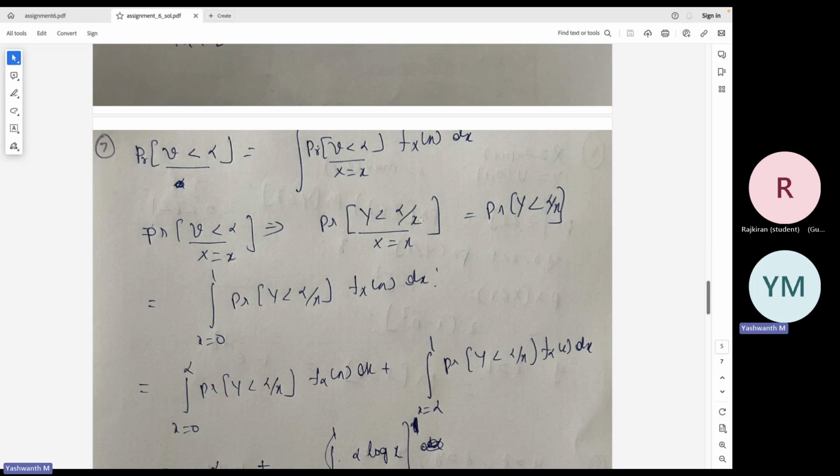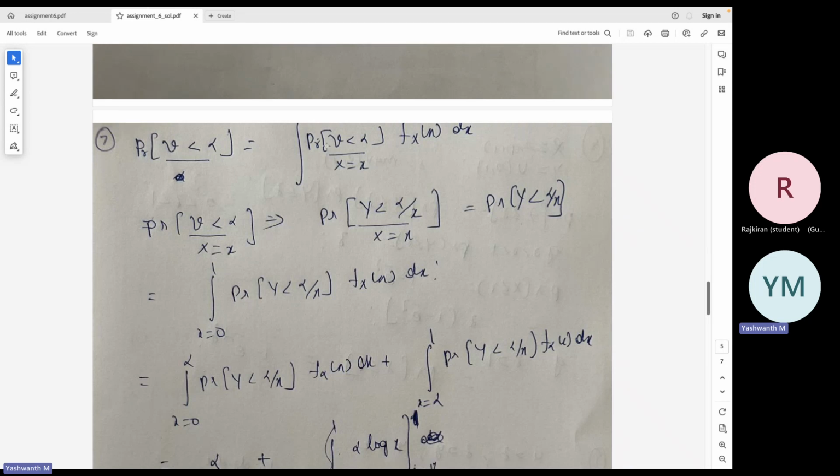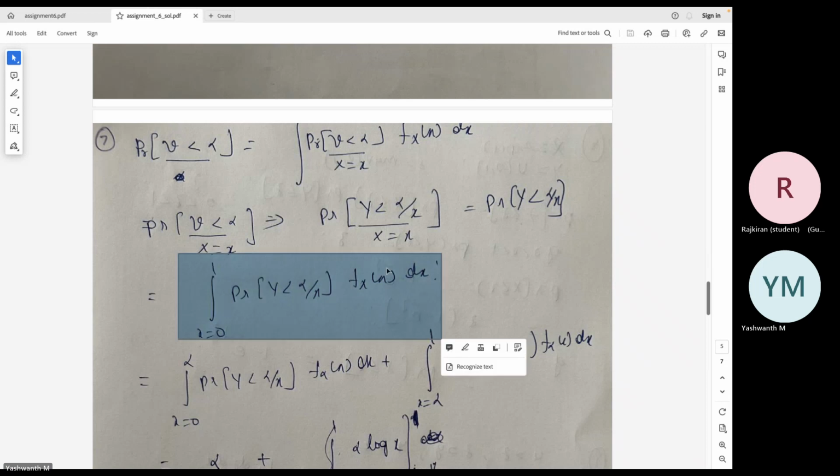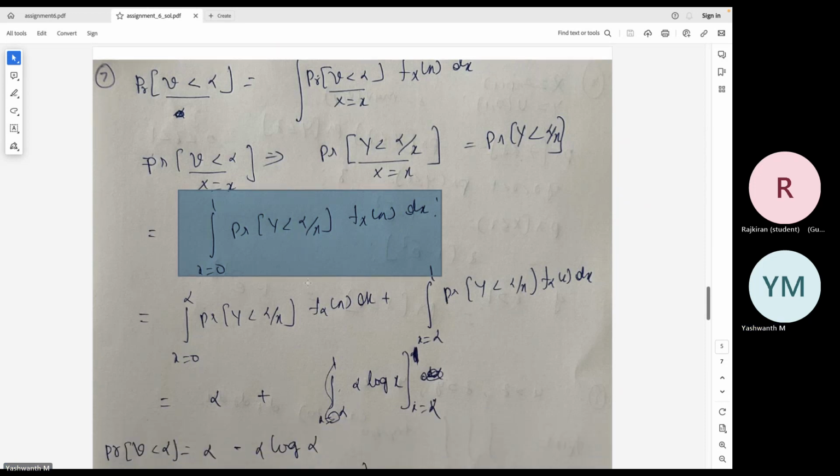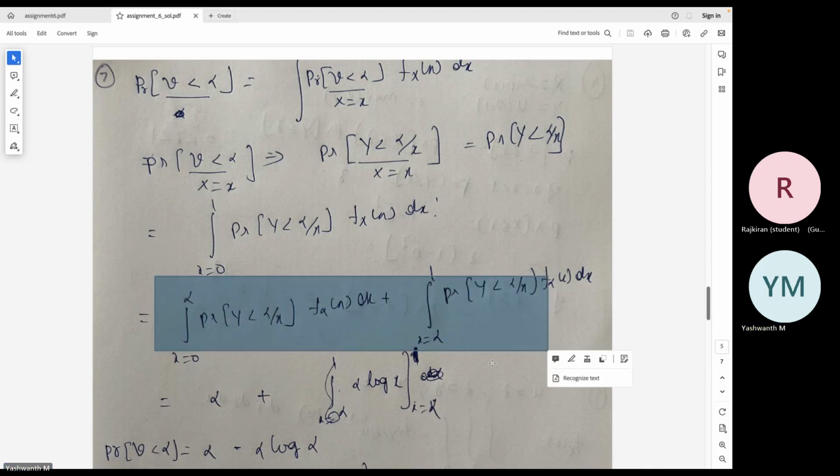So Y will be less than alpha over X, given X. And you know that X and Y are independent. That's why you write this as the probability Y less than alpha over X. Okay, so substitute back, and this is what we get. You simplify this to this. X is uniformly distributed from 0 to 1, and this breakup of the integral is important.